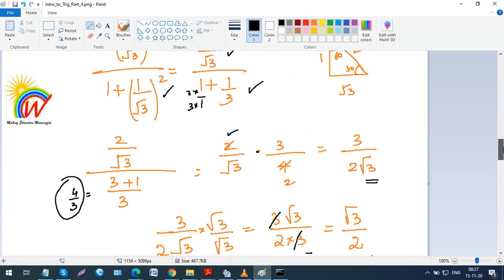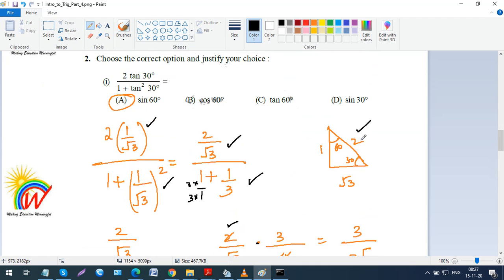Root 3 by 2, if you look at the table, for 60 degree it's going to be opposite over hypotenuse, right? So root 3 by 2 is opposite by hypotenuse, which is sine. Or for 30 degree, it's adjacent over hypotenuse. So either it could be sine 60 or cos 30, whichever is available. There is no cos 30 available in the options. Sine 60 is there, so you choose option A.